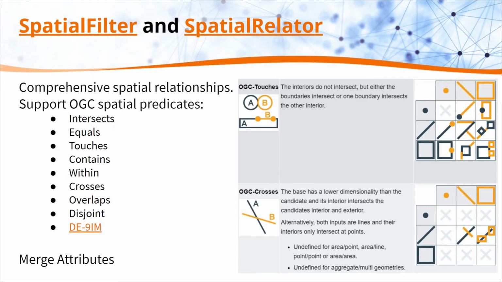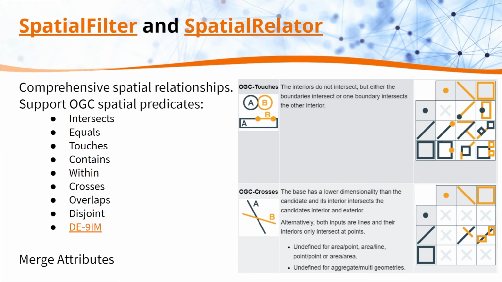Okay, thanks, Nampreet. So a couple more transformers that we can look at are the SpatialFilter and the SpatialRelator. These two allow you to build more comprehensive spatial relationships and spatial joins using the canned OGC spatial predicates that are in there, similar to what's available in the FeatureReader. And you can also build your own very granular spatial relationships using what's called the Dimensionally Extended 9 Intersection Model, sometimes shortened as the DE9IM. And along the way, you can merge your attributes.